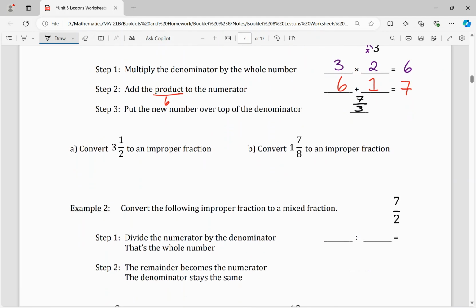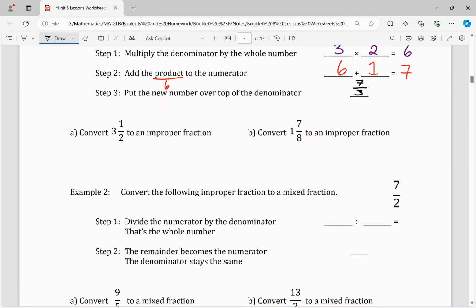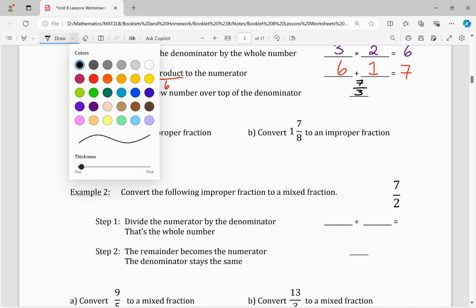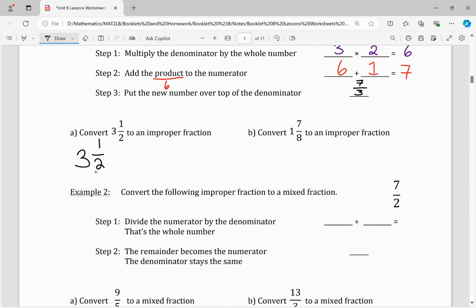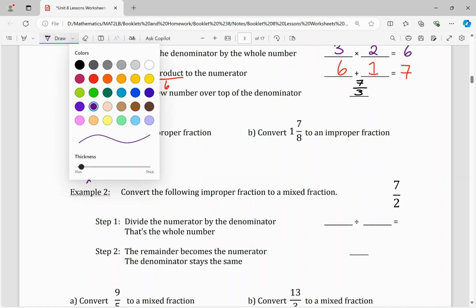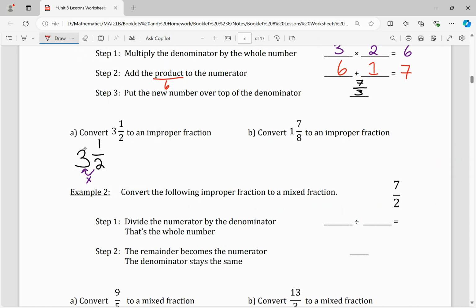Let's get some extra practice with that. In the next question, it says to convert 3 and 1 over 2 into an improper fraction. Remember, this is a two-step process. The first thing that we do is we multiply the denominator with the whole number, and the second thing we do is we add that to the numerator.